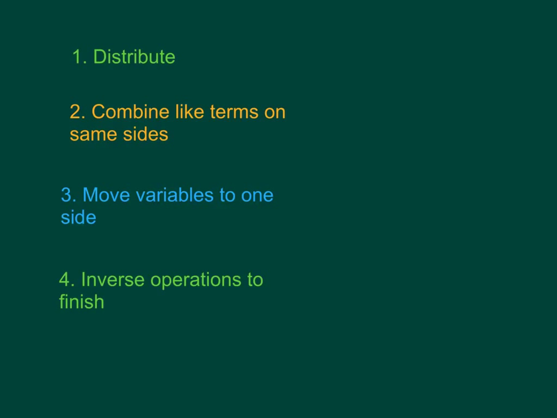You first want to look to see if you can apply the distributive property. And after you do that, look to see if you can combine like terms. But the key thing is, the like terms have to be on the same side of the equal sign. You can't combine across the equal sign. And then you want to look to move all of your variables so they're all on one side of the equal sign. And then once you're down to that, you should be looking at a two-step equation where you can just use inverse operations to finish.